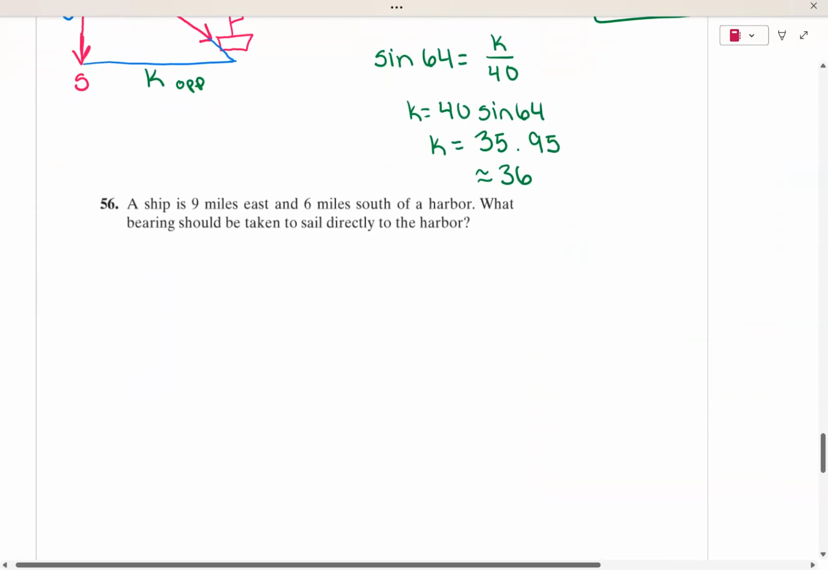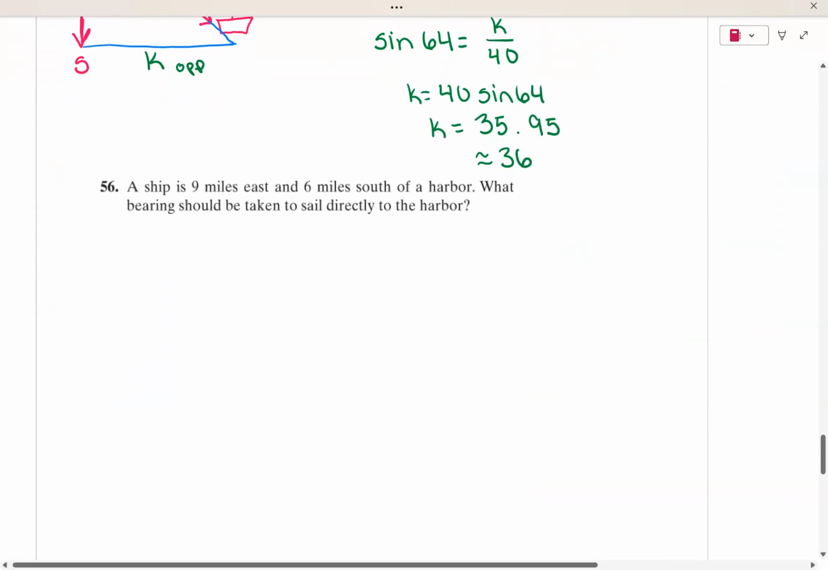Okay, let's look at 56. A ship is 9 miles east and 6 miles south of a harbor. What bearing should be taken to sail directly to the harbor?